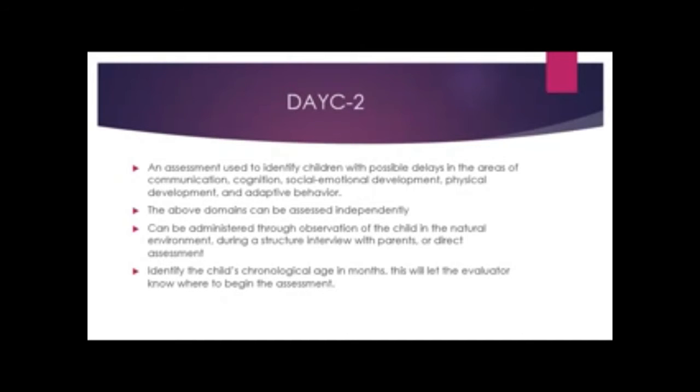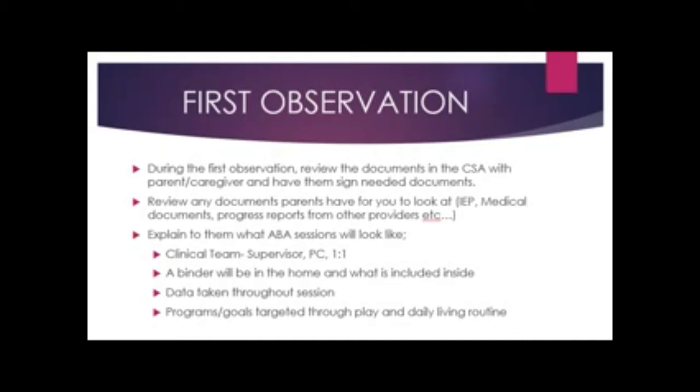So we're going to talk about now the actual observations and what you're going to be doing. For the first observation, you want to review the documents in the CSA with the parent and the caregiver, and you want to have them sign everything that's in there, because as mentioned earlier, you're going to have to turn that in to Heather when you submit your final, typed up FBA. And you're going to review any documents that parents have you look at: IEP, medical documents, progress reports from other providers.